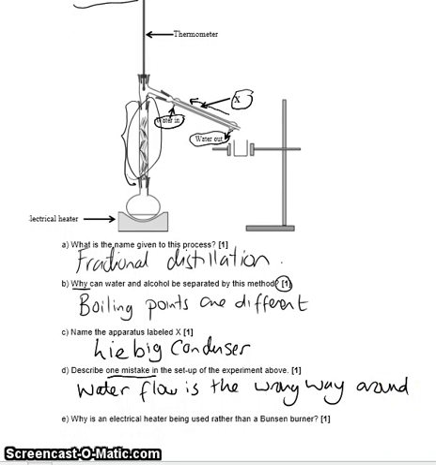And then the last question, why is an electrical heater being used rather than a Bunsen burner? The reason is that if we think about what we're trying to separate, we've got water and alcohol in there, and alcohol is flammable, so you wouldn't want an open flame. So the reason that you need to think about is that alcohol is flammable. So it would be dangerous to use the Bunsen burner.